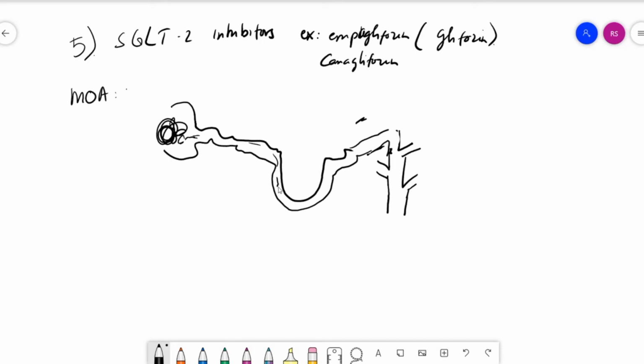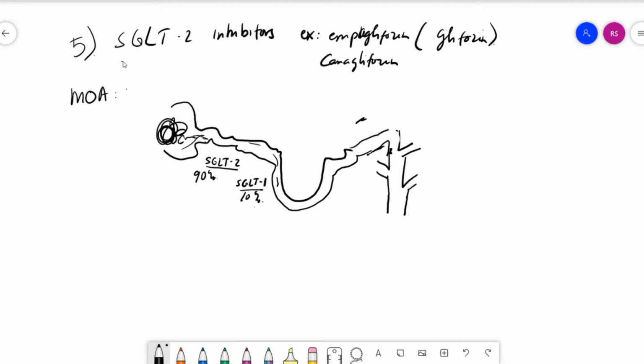This is the proximal loop of Henle and distal loop of Henle, and there are these co-transporters in the proximal tubule area. There's SGLT2 and SGLT1. So if your blood goes through here, most of the glucose, most of the sugar in the nephron is reabsorbed. 90% is reabsorbed by the co-transporter SGLT2, and 10% is reabsorbed by the SGLT1.